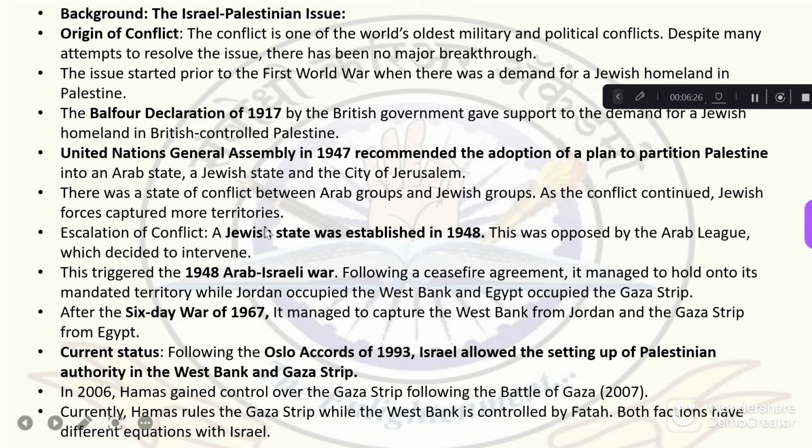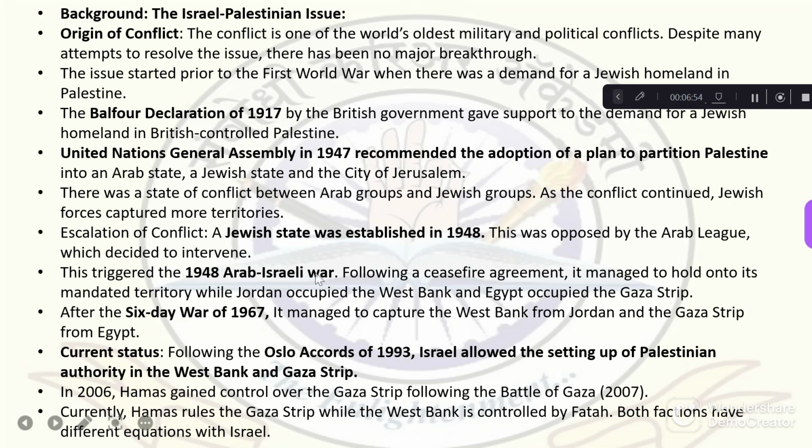And this partition plan was not accepted by the peoples of Jerusalem, Arabian and Palestinian. So this conflict has been continuing for a long time between the Arab people and the Jewish people. Then in 1948, the Jewish state was established, but this state was opposed by the Arab League. Then it triggered another war, the 1948 Arab-Israeli war.